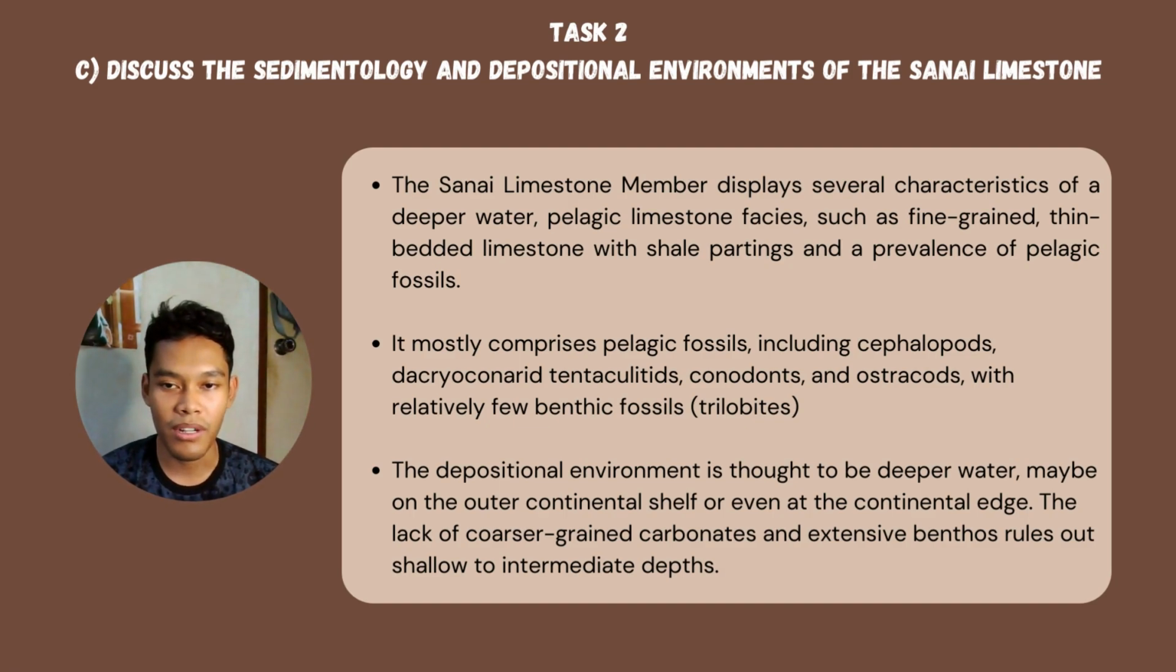It mostly comprises pelagic fossils including cephalopods, dicranoconarids, tentaculitids, conodonts, and ostracods, with relatively few benthic fossils or trilobites. The depositional environment is thought to be deeper water, maybe on the outer continental shelf or even at the continental edge. The lack of coarser-grained carbonates and extensive benthos rules out shallow to intermediate depths.